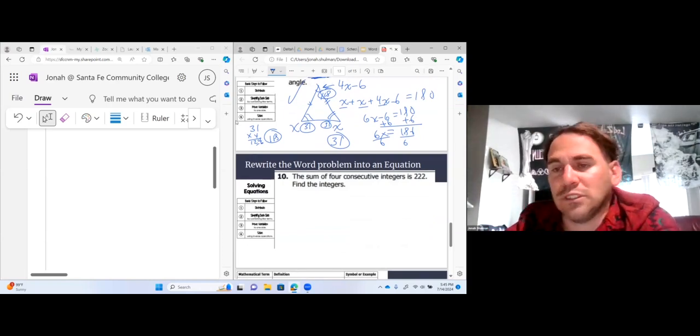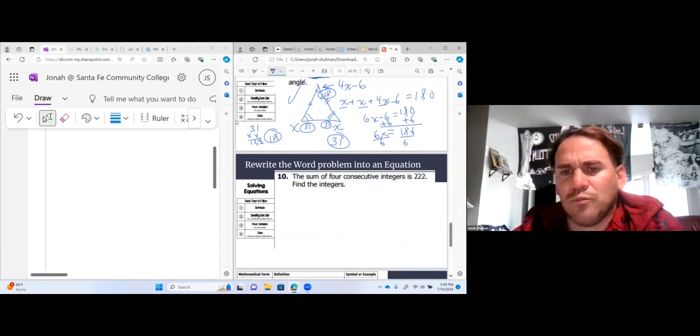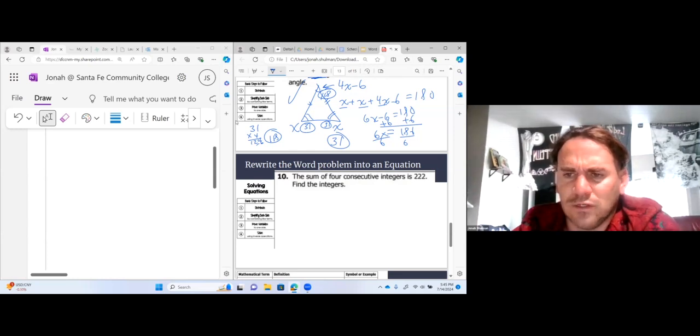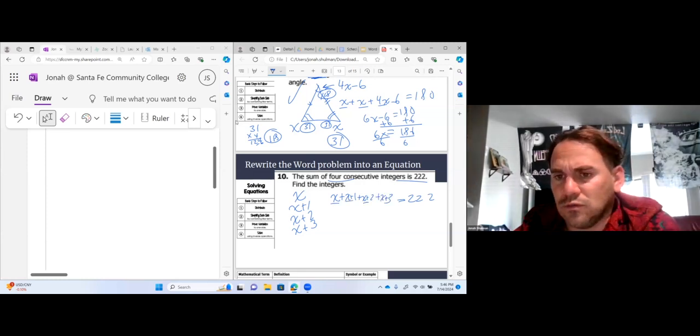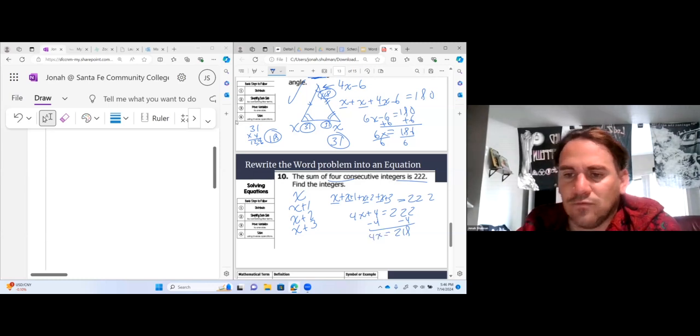Here's the last one. I'll probably use some of these on your quiz or test because these are great problems. So the sum of 4 consecutive integers is 222. All right, so x, x plus 1, x plus 2, x plus 3. If we sum them all, we should get 222. So that's x plus x plus 1 plus x plus 2 plus x plus 3 is 222. 4x plus 4 equals 222. Minus 4 minus 4. 218 equals 4x. Divide by 4.